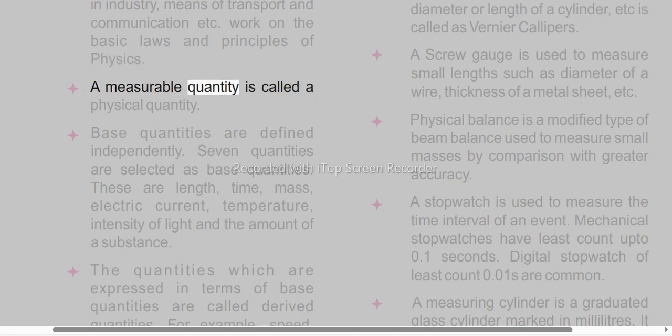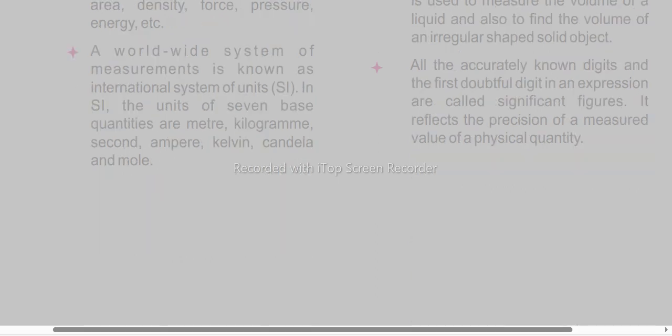A measurable quantity is called a physical quantity. Base quantities are defined independently. 7 quantities are selected as base quantities. These are length, time, mass, electric current, temperature, intensity of light and the amount of a substance. The quantities which are expressed in terms of base quantities are called derived quantities. For example, speed, area, density, force, pressure, energy, etc.